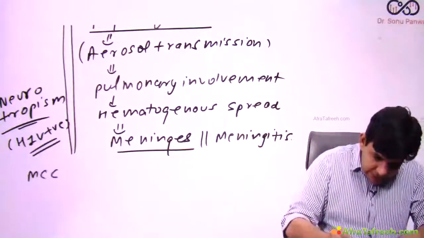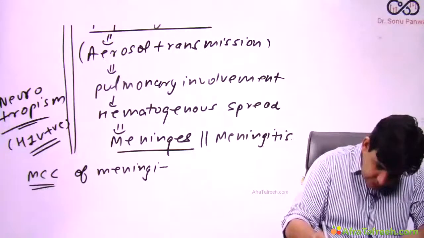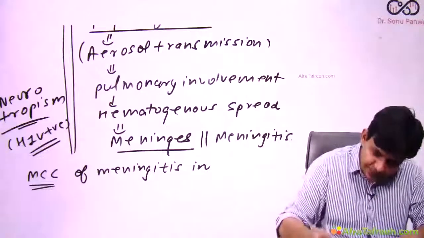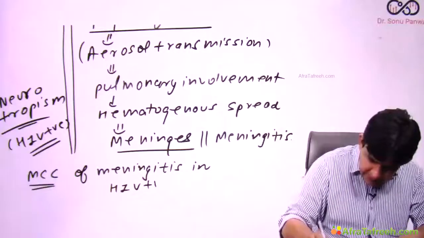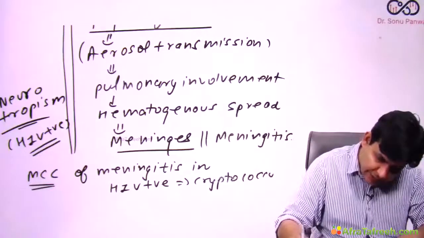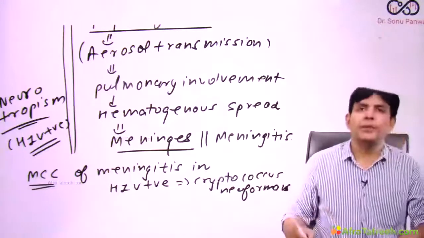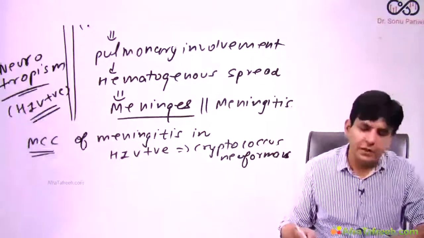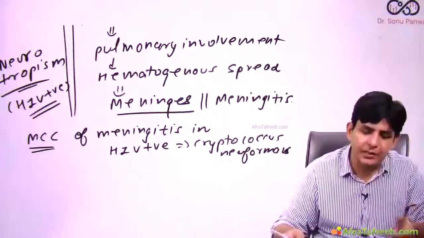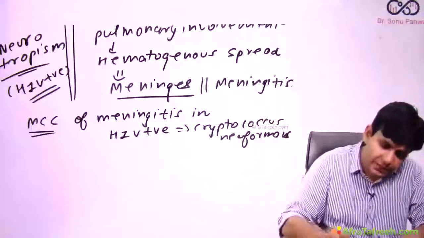In fact, you should remember like this: the most common cause of meningitis in HIV positive people is Cryptococcus neoformans only. Okay, so remember this thing also, that in normal individuals it does nothing. Okay, but in HIV positive people it has a neurotropism. It moves towards the meninges and causes meningitis. Okay, so remember this also.